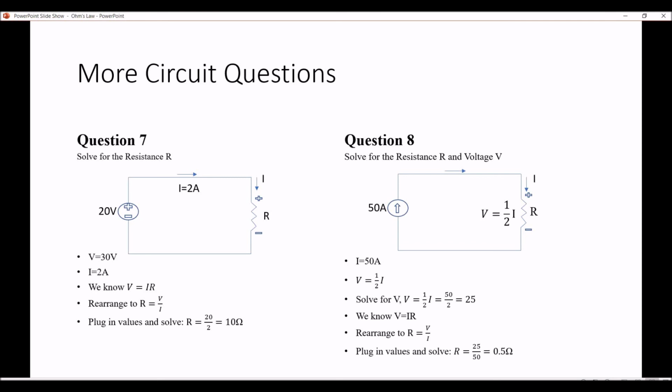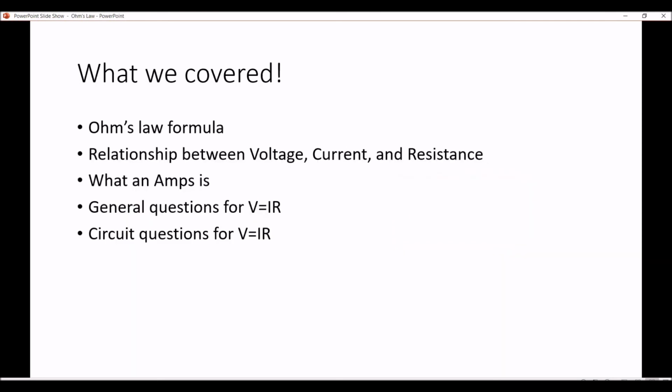And that's this question. Now, in this video, so far we covered what the Ohm's law formula is. We covered the relationship between voltage, current, and resistance. Covered what an amp is, and we did some general questions for V equals IR, and we did some circuit questions for V equals IR.